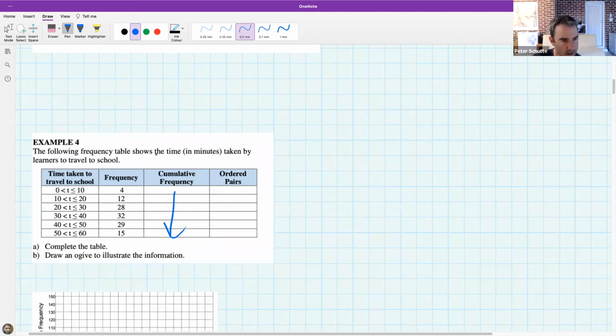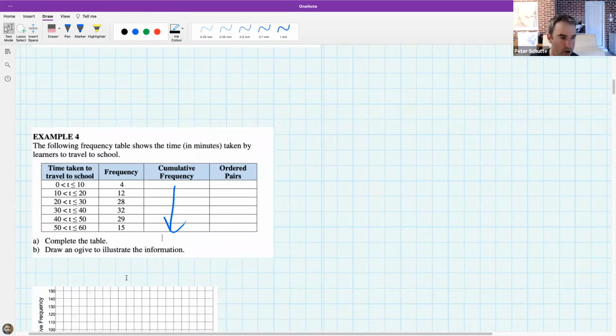This table is showing the time in minutes taken by learners to travel to school. And before you can draw an ogive or cumulative frequency curve, you have to be able to fill out this column. Okay, so go for it. And then I'm going to answer the question of a student whose hand was up. Whose hand was up? She put it down, Mr. S. It was Lengiwe. Okay.